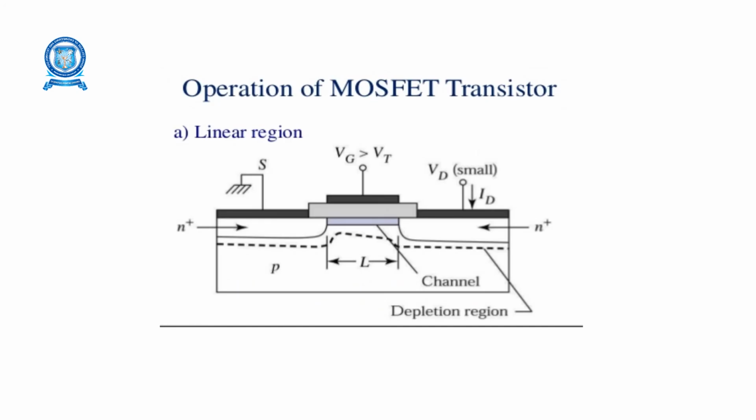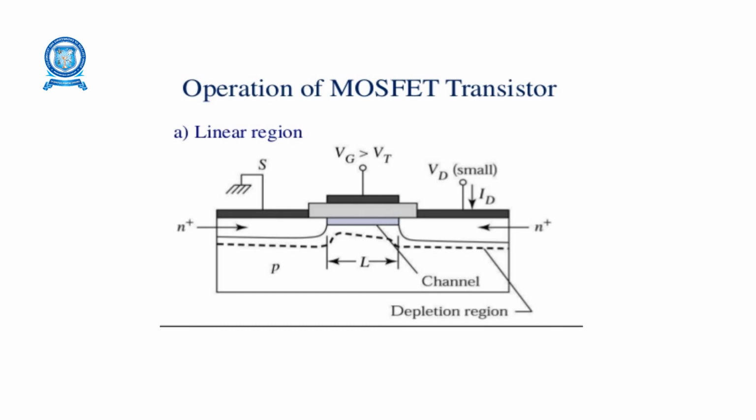Then there are different regions. First is the linear region, second is the cutoff region, and third is the saturation region. In the linear region, Vg is greater than Vt. Vg means gate voltage and Vt means threshold voltage. When the gate voltage is greater than the threshold voltage, it's the linear region. In the linear region, the channel starts to be produced between source and drain.